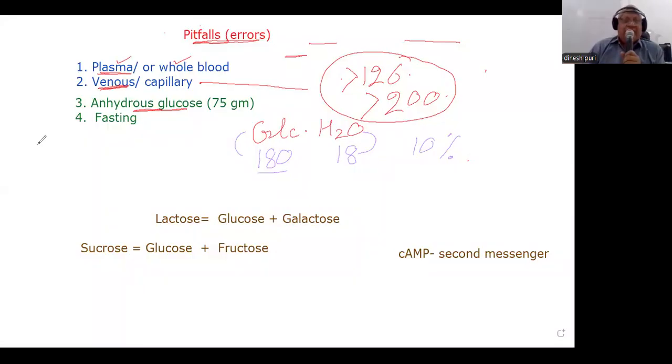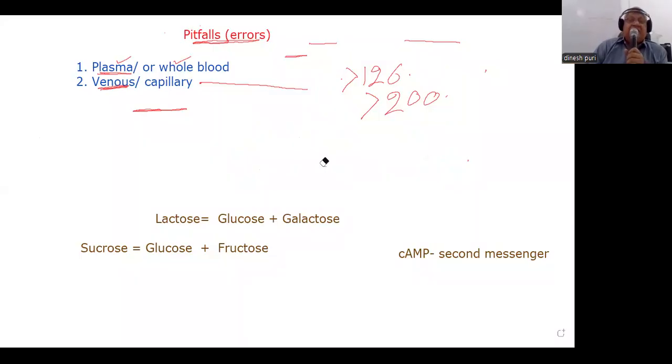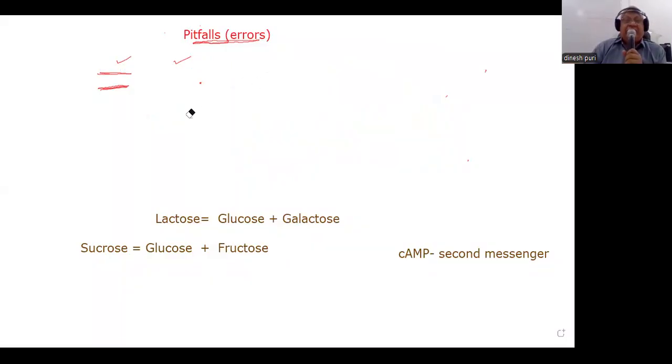And then one more point we had discussed last time: the 2-hour value is actually 2 hours after giving the glucose load. A very common error is counting 2 hours after collecting the plasma value. That is a very common error made.